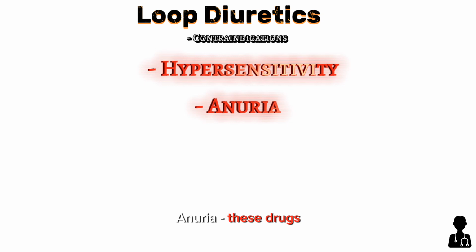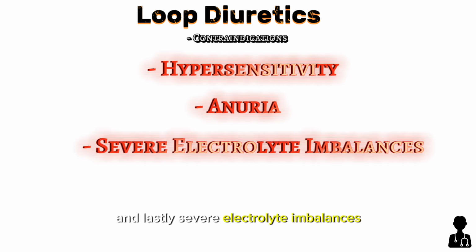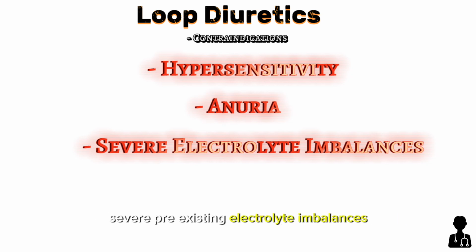Anuria. These drugs are contraindicated in patients with anuria, a condition characterized by the absence of urine production. And lastly, severe electrolyte imbalances. Loop diuretics are not recommended for individuals with severe pre-existing electrolyte imbalances.